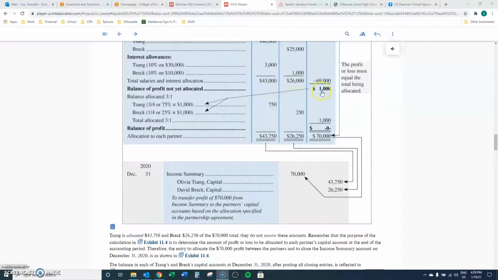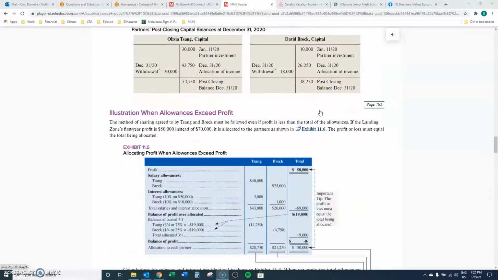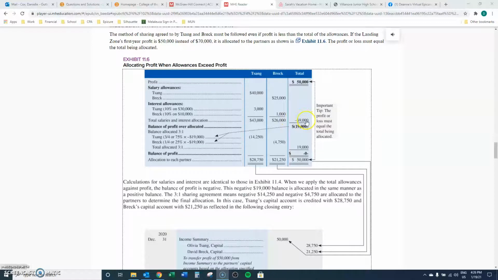The difference is up here we had $1,000 left to continue allocating out. Here, once we've done that allocation, we've allocated out 69,000, but there was only 50. So now we're over allocated 19,000. So now we need to reduce this. So we use the same percentage. It was still a 3-to-1, so it's still 3/4 or 75% goes to one partner, and 1/4 or 25% goes to the other partner. But it's what we're taking a percentage of that's different.